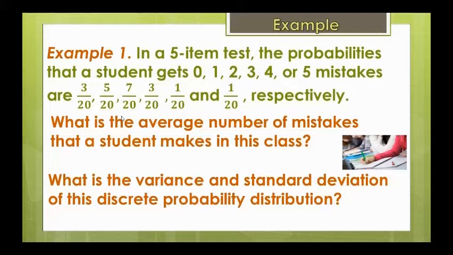So, bago tayo mag-solve ng problem, kailangan alamin muna natin kung ano yung kailangan nating hanapin or isosolve for a certain problem. So, number 1 here is, kukunin natin yung average number of mistakes. So, that is the mean. Kailangan natin isolve yung mean. The second is, what is the variance and the standard deviation of this discrete probability distribution? So, kailangan natin din isolve or hanapin yung variance and the standard deviation.